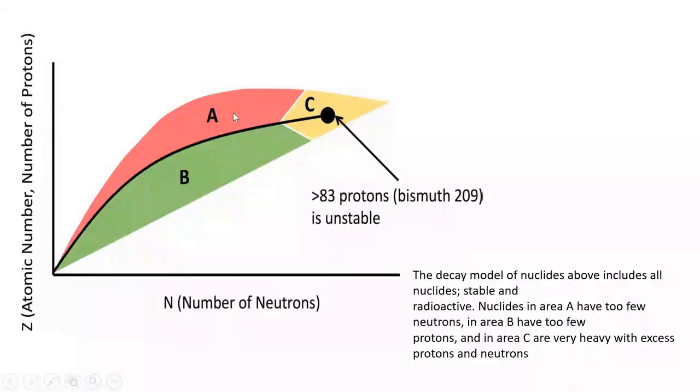So what does zone A mean? It refers to atoms or radioactive materials that have a low number of neutrons and a high number of protons. So here in zone A, we have a high number of protons and a low number of neutrons. As for zone B, it's the opposite. It has a high number of neutrons and a low number of protons. Now, zone C consists of heavy particles or heavy atoms. Heavy atoms mean that their atomic number or number of protons is greater than 83.